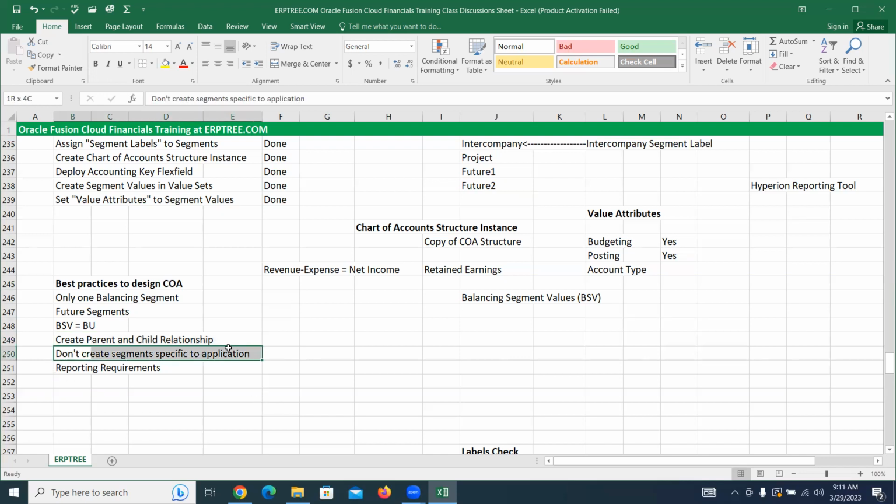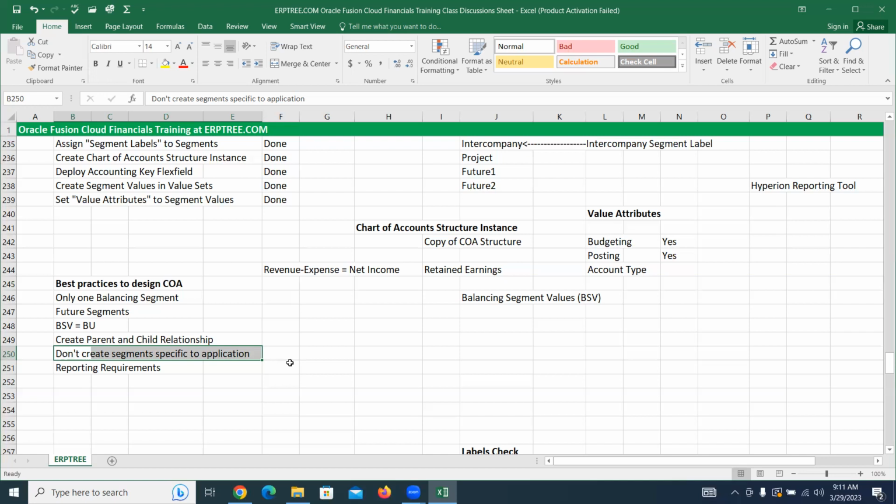And don't create segments which are specific to an application. For example, don't create a segment called supplier in the chart of accounts. Supplier is very much possible to create and use in the payables and purchasing application. If payables and purchasing didn't have the capacity of creating suppliers, you would create all the suppliers in your chart of accounts by keeping a segment as supplier. But we have a system capacity. Why do you bring that into the chart of accounts, which is limited again to 1 or 2 applications?